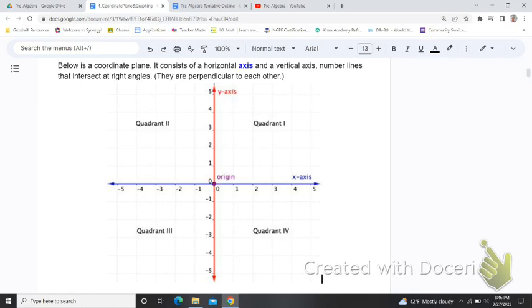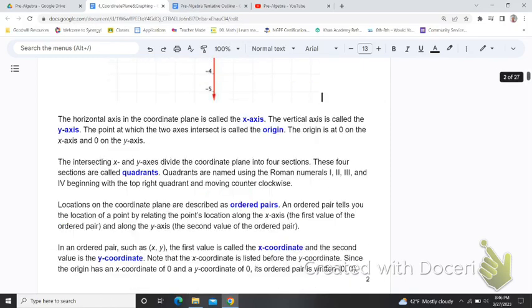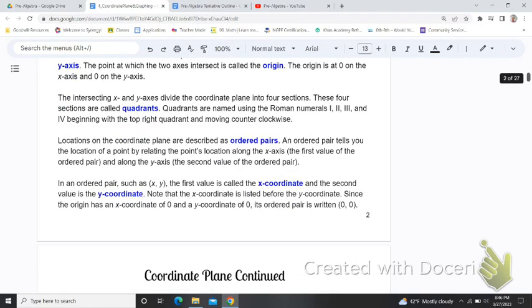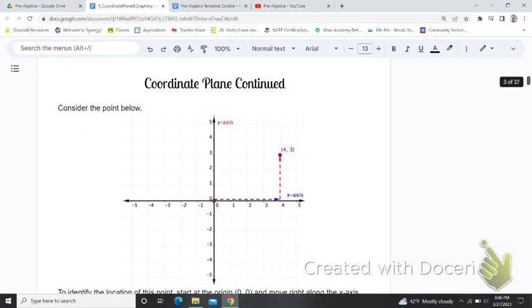And then it separates the graph into 4 parts, also called quadrants, and they are numbered 1, 2, 3, 4 in a counterclockwise order. We'll go through more about this, and there's a page for you to fill some things in, but you will see there's lots of information here.